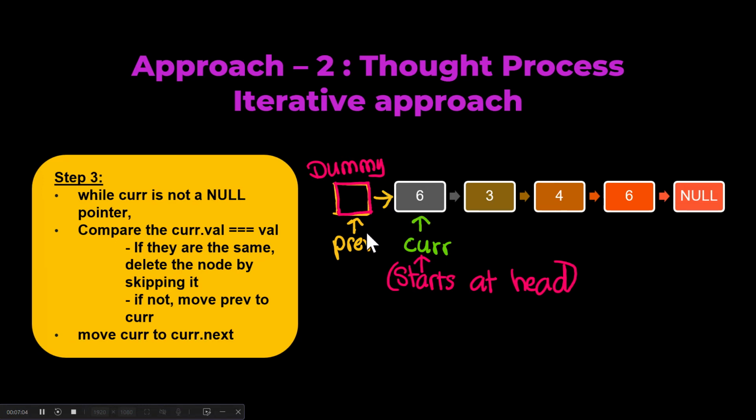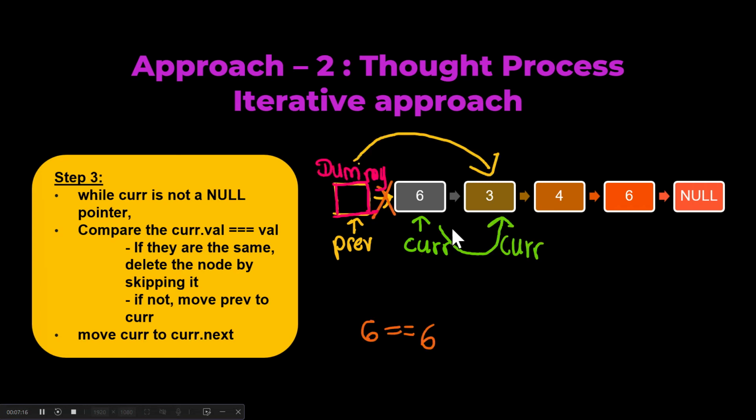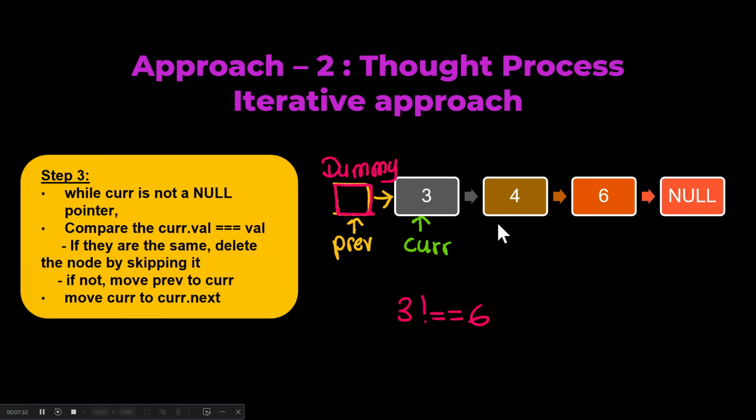So we will make the previous point to current.next. This way we are skipping, and after that we have to move current to current.next. So this is how it's done. In here, the value that we want to delete is 6. So 6 and 6, they are equal. So we make previous point to current.next, and then we will move the current to current.next.